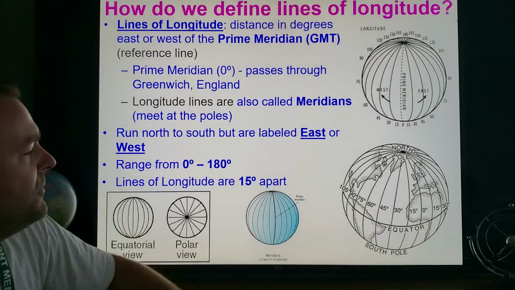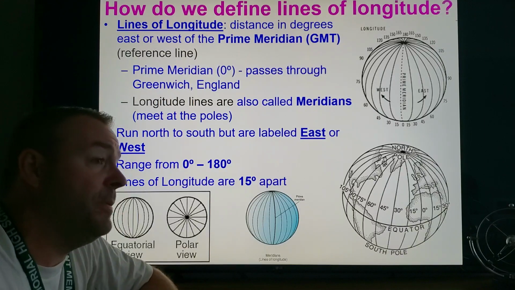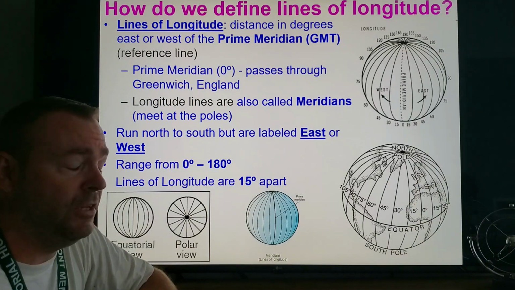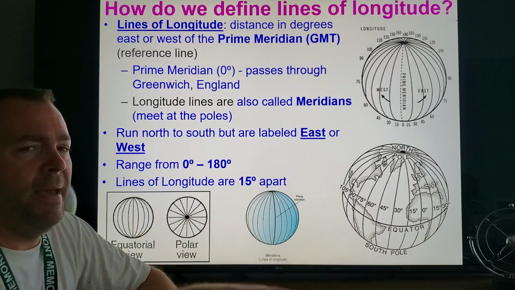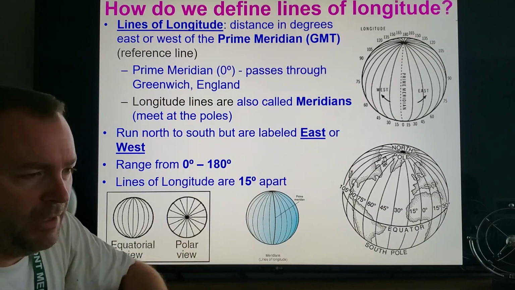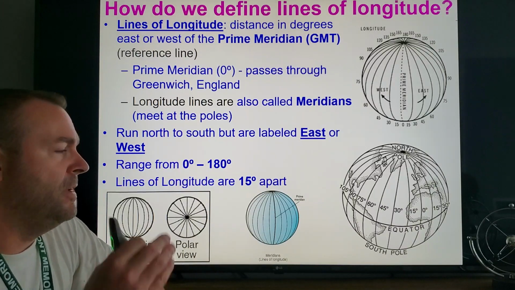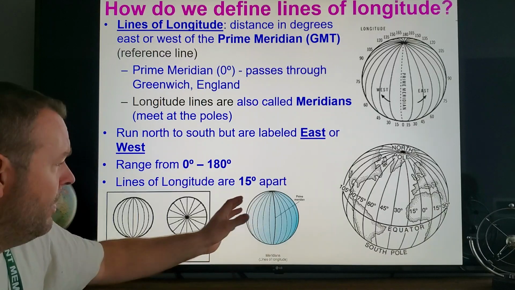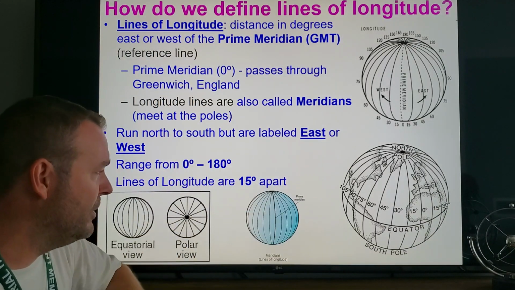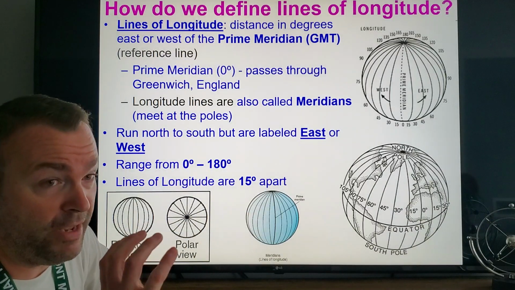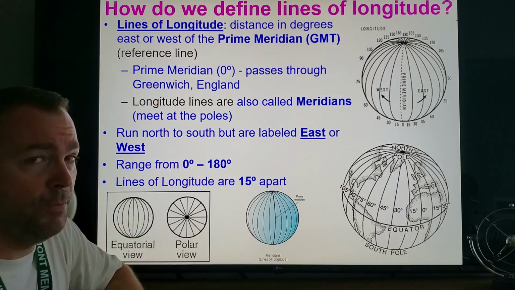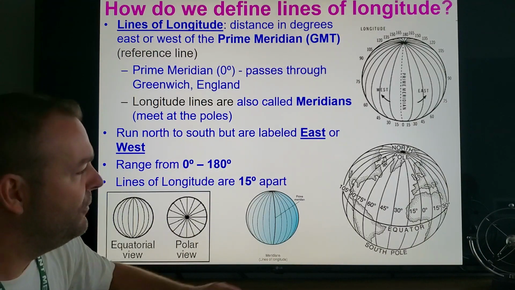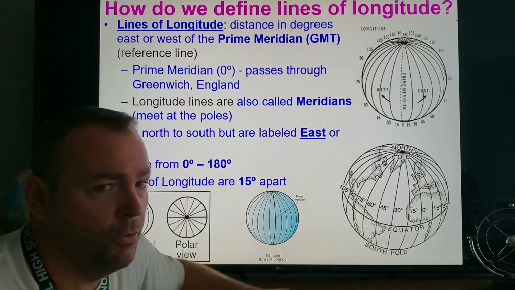Okay? They're spaced 15 degrees apart on a globe, and that's because every time zone is another 15 degrees. But if you're zoomed in on a map, well, then the longitude lines are going to be closer together. They'll be every degree. But on a globe, they're 15 degrees apart. That has to do with the Earth's rotation at 15 degrees per hour. We'll talk more about that later. But every 15 degrees is a new time zone.